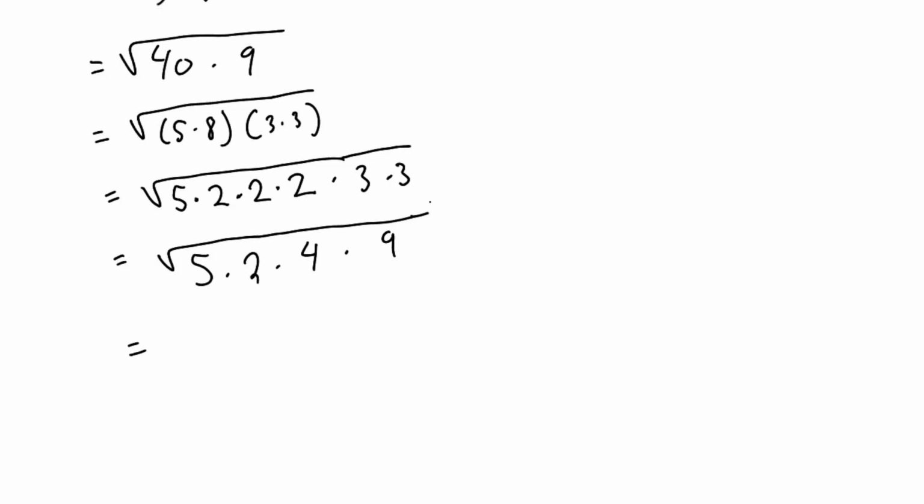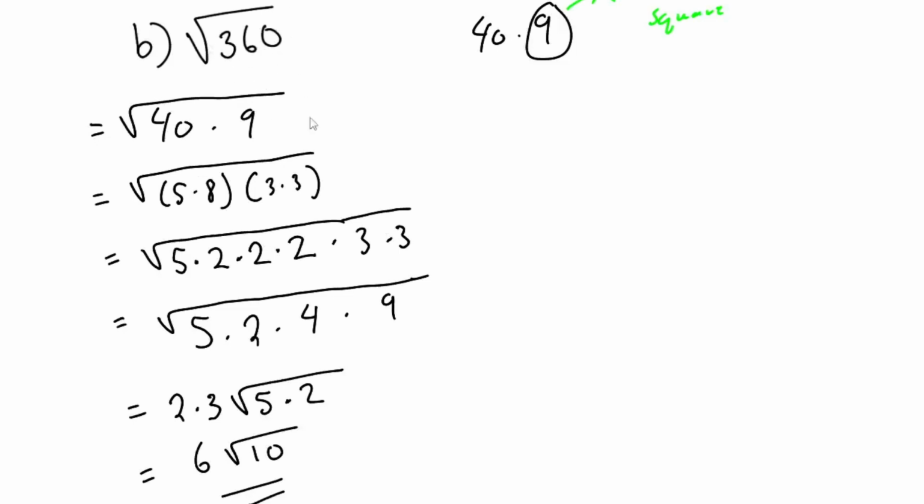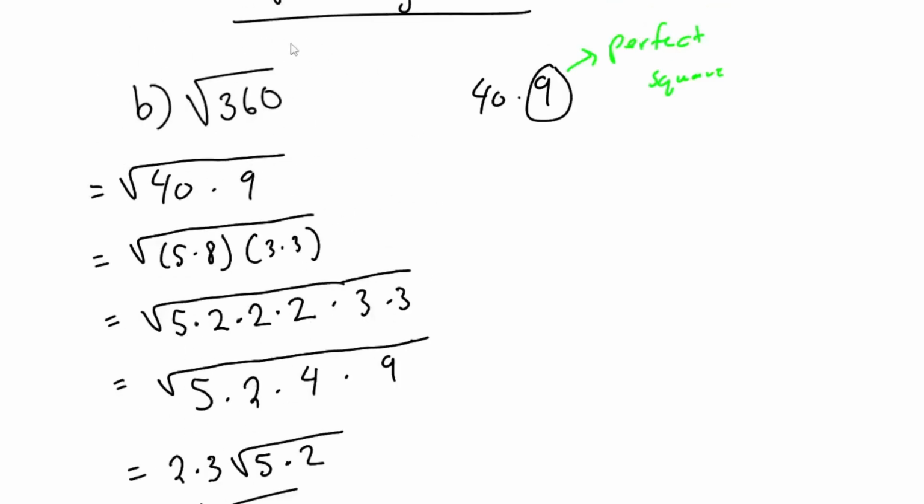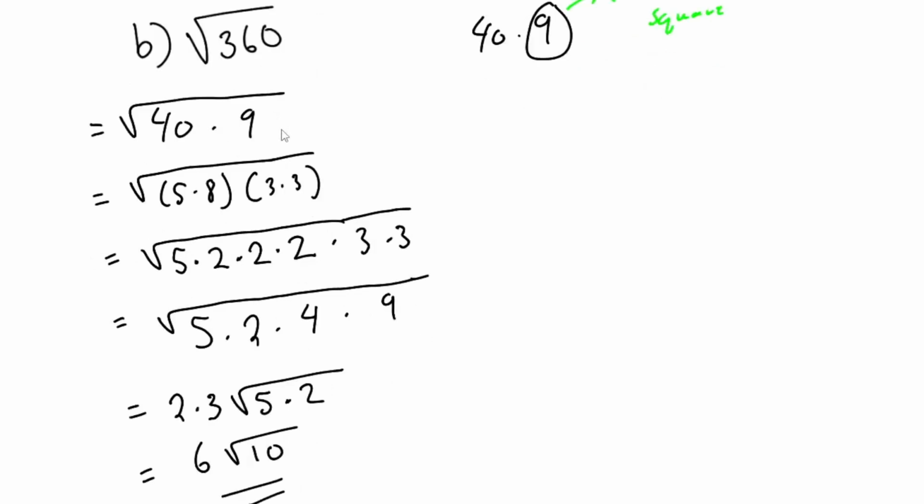So it would be 2 times 3 on the outside, and on the inside it would just be 5 times 2. This is equal to 2 times 3, which is 6, and on the inside 5 times 2, which is square root of 10. And this is your simplified answer. If you have a calculator on hand, you can check your answer, because this should be equal to square root of 360. You can plug both into your calculator, and you're going to see that they both equal the same number.